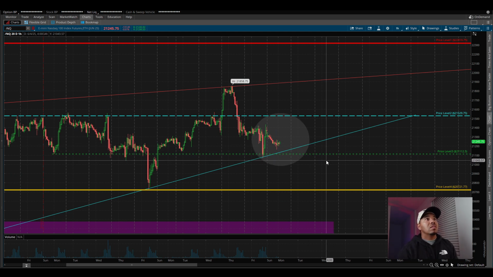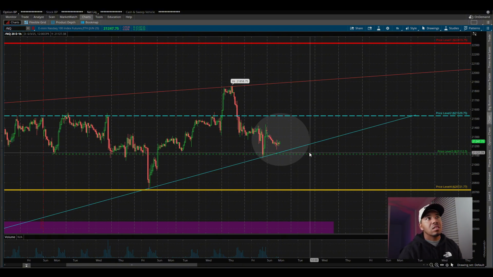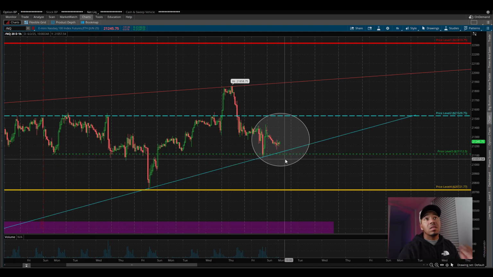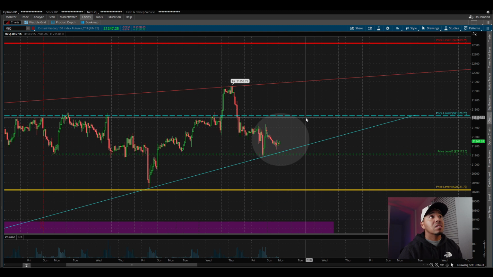So this is something that I will look at, and I would want to see where price action is when we get to those levels. When we get to this area here, I want to see what price action does, and I would play this for calls. I want to see it bounce, moving up to this area up here.